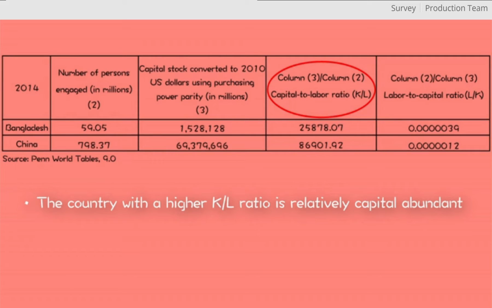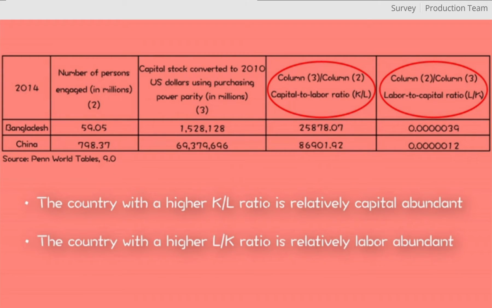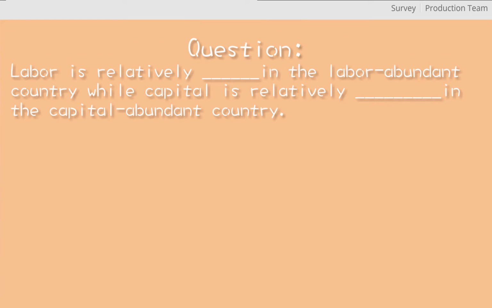In contrast, an average Chinese worker can operate 87,000 US dollars worth of capital input. Given that China has a higher capital to labor ratio than Bangladesh, China is relatively capital abundant relative to Bangladesh. The other side of the same coin, we automatically know that Bangladesh is the relatively labor-abundant country compared to China, because Bangladesh has a higher labor-to-capital ratio, which is the inverse of the capital-to-labor ratio. Let's try answering this question.